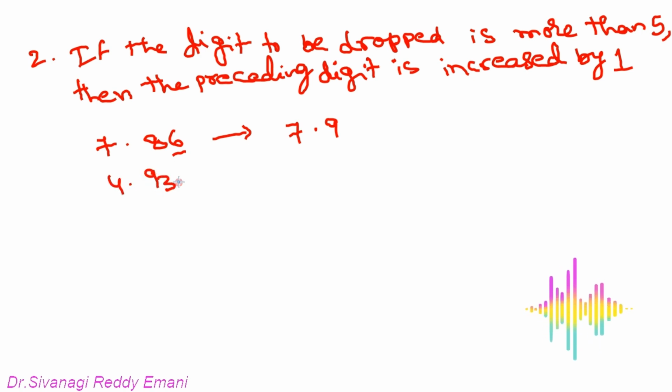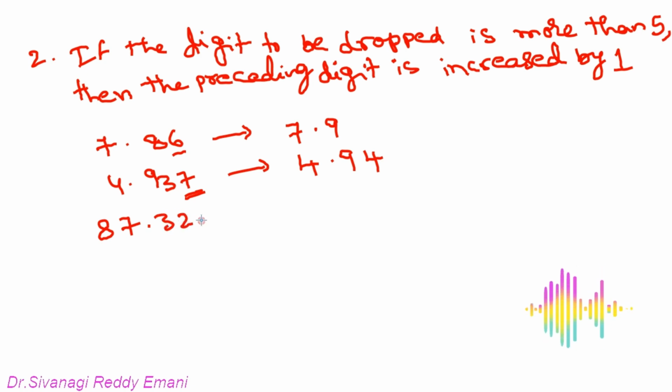The next one is 4.937. If we want to drop 7, then we write 4.94. On the same line, 87.3208. If we want to drop this 8, then we write 87.321, so the previous number is increased by 1. If the dropping digit is more than 5, the preceding digit is increased by 1. This is the second rule.